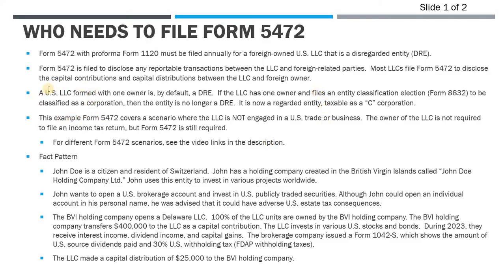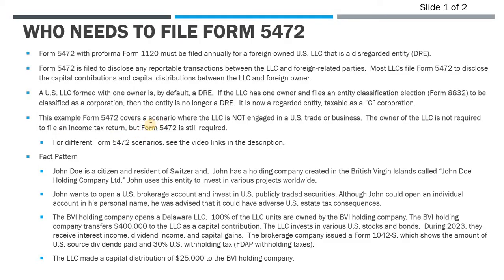Now, when you form an LLC with one owner, remember, it's by default a disregarded entity. However, if you have that LLC and you decide to file an entity classification election, so that's Form 8832, you have the option to elect for it to be taxed as a U.S. corporation. If that happens, then the entity is no longer a disregarded entity, and so the entity would be filing a Form 1120 corporate income tax return, and then it might also still be including the 5472, but what you'll see is the presentation is a little different.